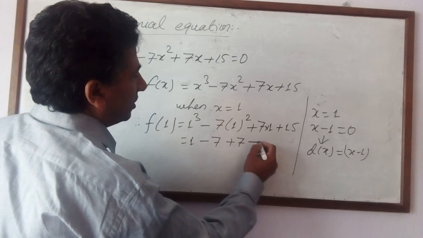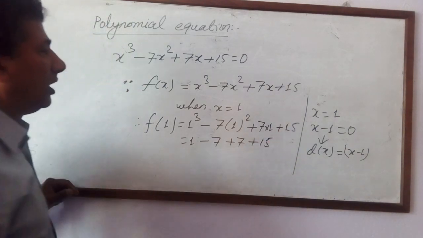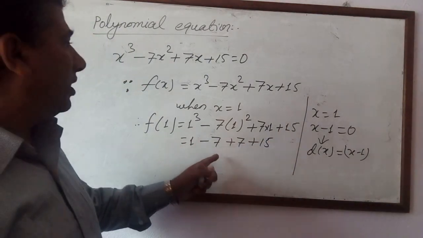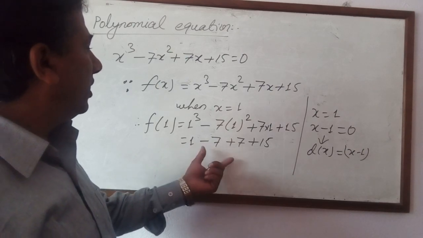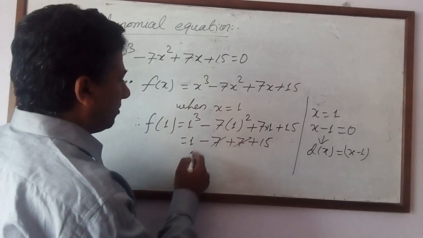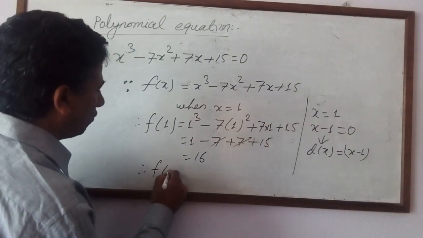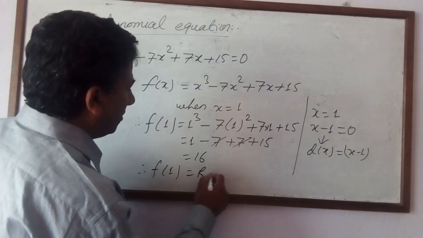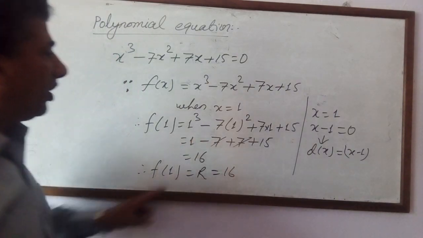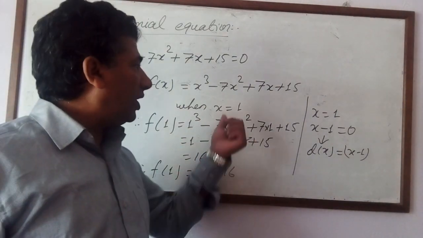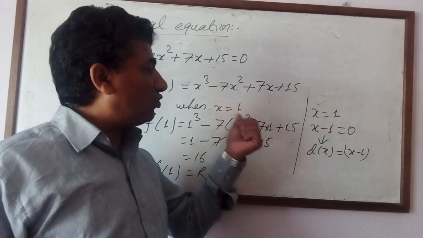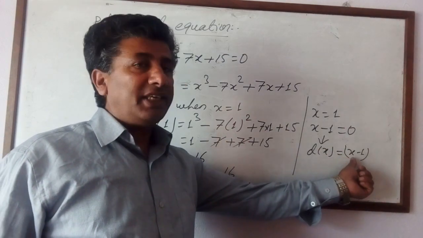7 plus 15. Now, when x equals 1, then minus 7 plus 7 is 0, and here is 16. That is, f(1) equals the remainder, and the remainder is 16. Now, what you have to understand is that x equals 1 means the divisor is x minus 1.